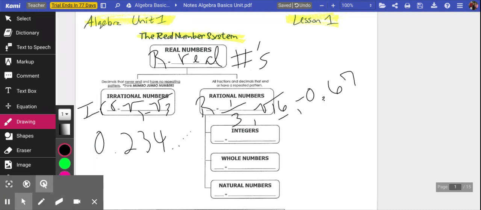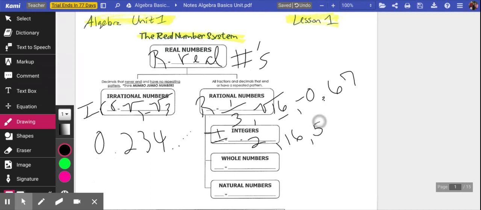Okay, and then underneath that, you have integers, and we're going to abbreviate that with an I. And integers are just all positive and negative whole numbers. So you could have a -2, you could have a 16, you could have a 5,000, and you might want to write off to the side, these are all positive and negative whole numbers.